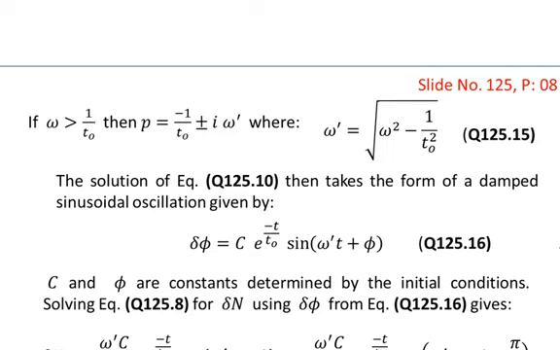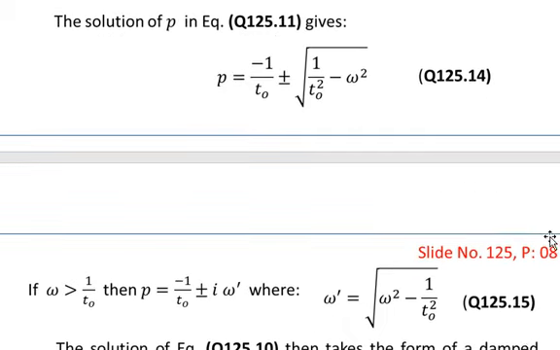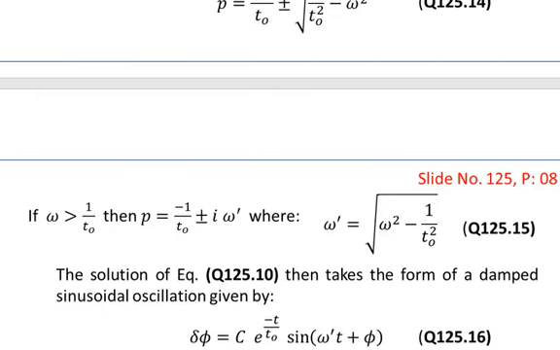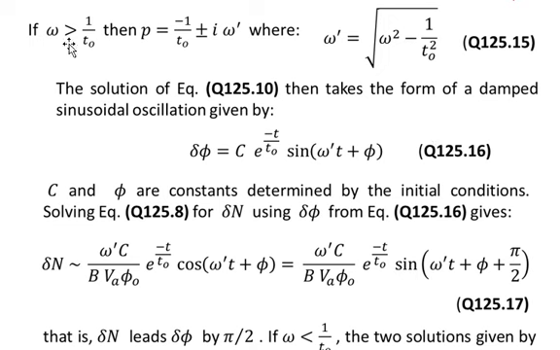So now you see that omega is contained within the square root, along with 1 over T naught square and omega square. We are now trying to simplify this by assuming that if omega is greater than 1 over T naught, then P will hold like this, that is P will be equal to minus 1 over T naught plus or minus iota times omega prime, where omega prime is the square root of omega square minus 1 over T naught square. The solution of equation number 10 then takes the form of a damped sinusoidal oscillation given by.